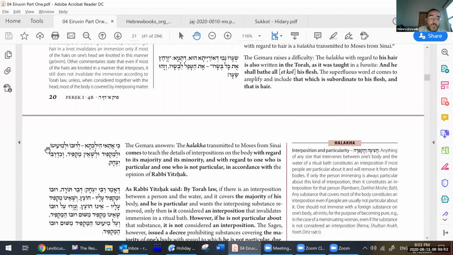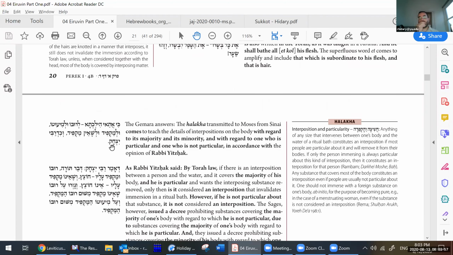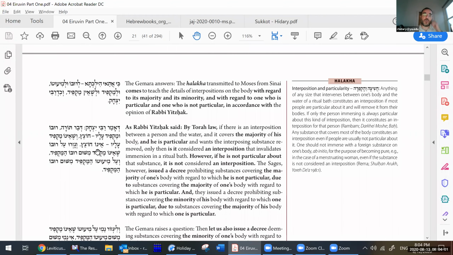Oh, the tradition is actually teaching us something else. The following halacha of Rabbi Yitzchak, which I'll say now in detail.